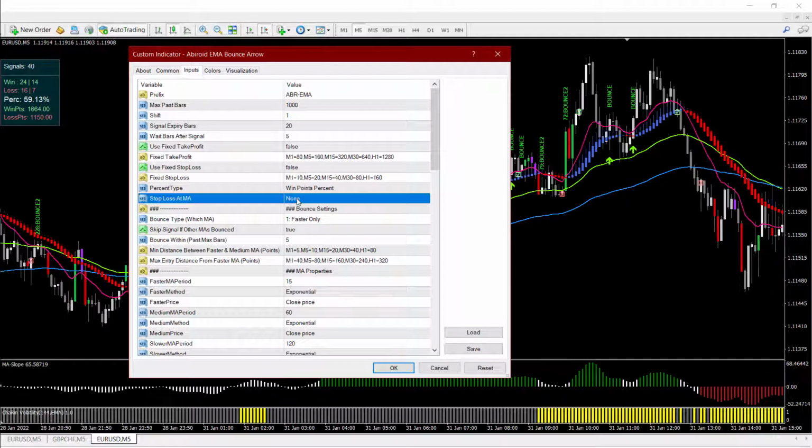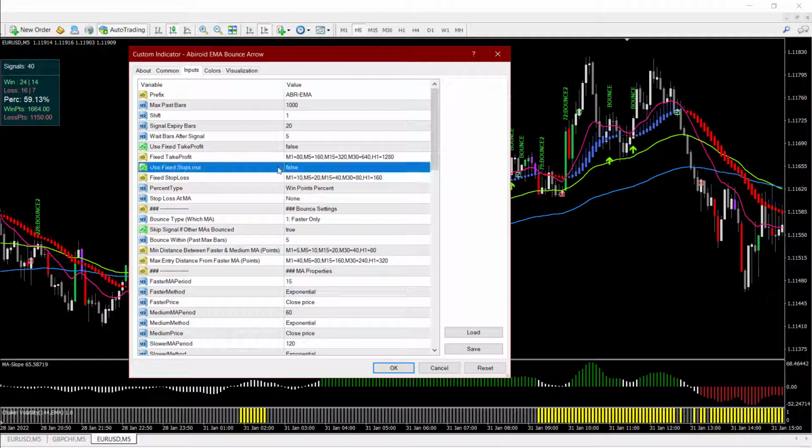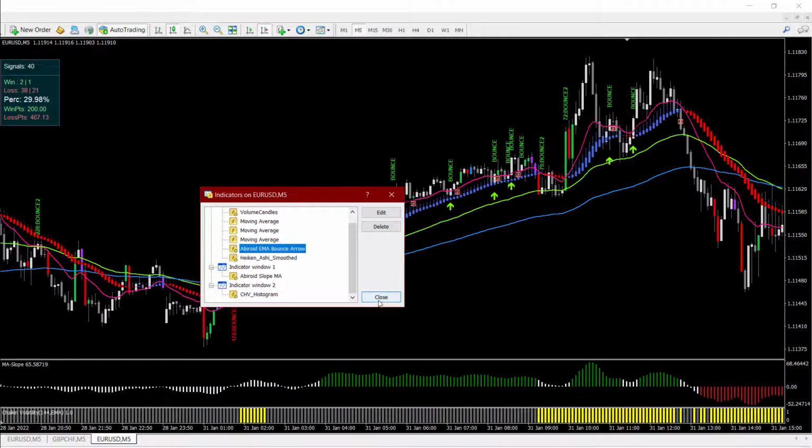And let me set this back to stop loss at moving average. So if you are using fixed stop loss, if this is true, then it will not consider this particular value. But if this is false, and I use a fixed take profit but want a variable stop loss at a particular moving average, like let me just say faster MA, in that case we will get a lot more losses, but the loss points will be much fewer right here.